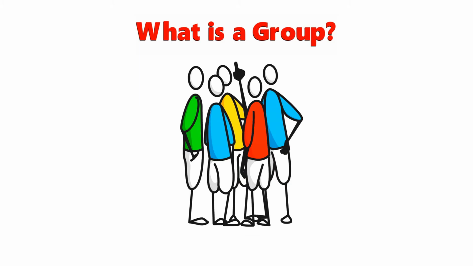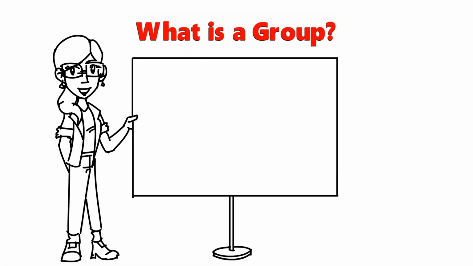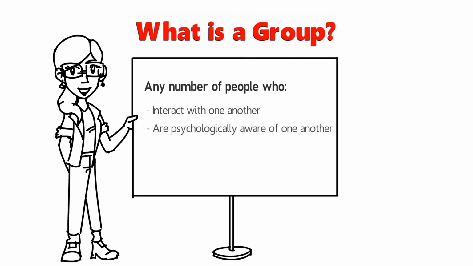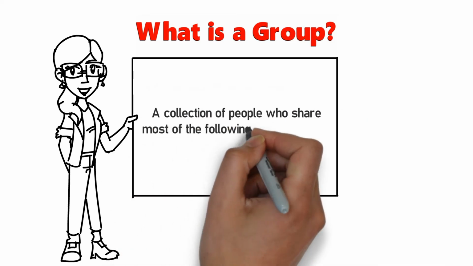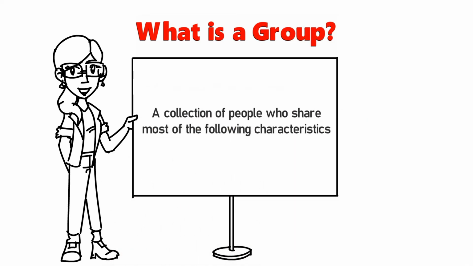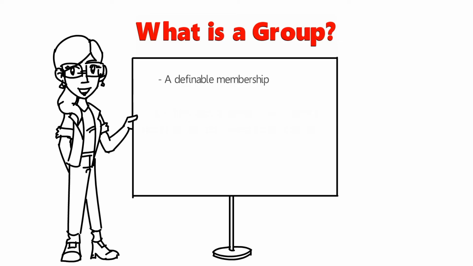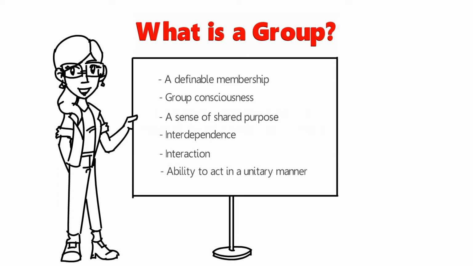A popular definition defines a group in psychological terms as any number of people who interact with one another, are psychologically aware of one another, and perceive themselves to be a group. Another useful definition of a work group is a collection of people who share most, if not all, of the following characteristics: a definable membership, group consciousness, a sense of shared purpose, interdependence, interaction, and ability to act in a unitary manner.